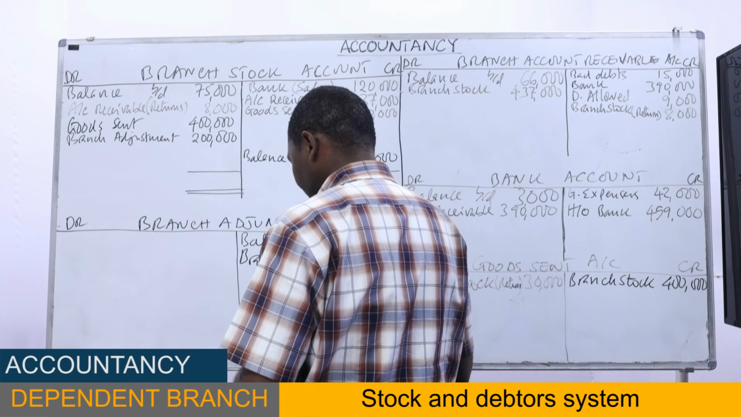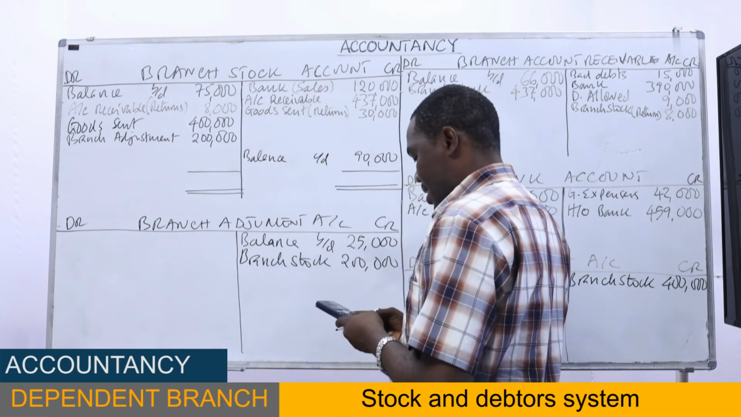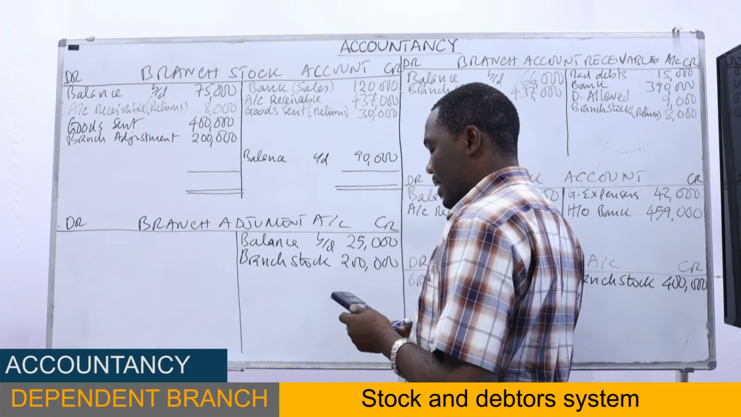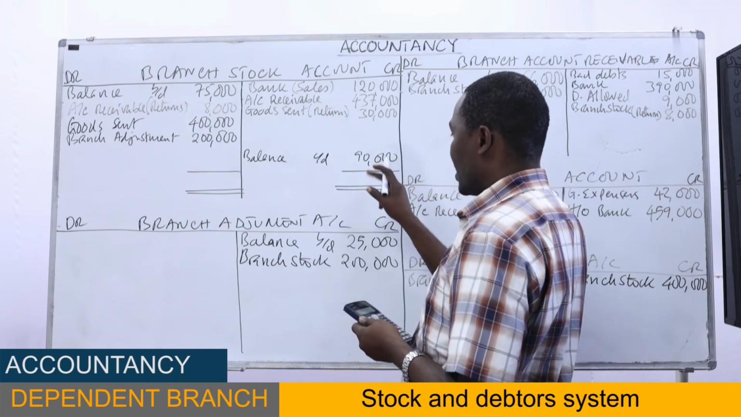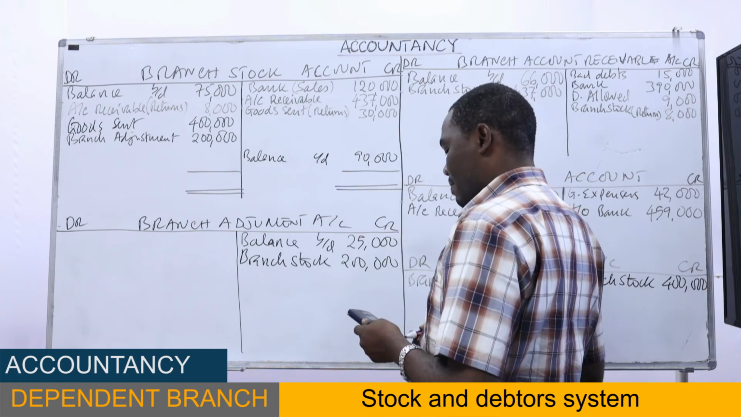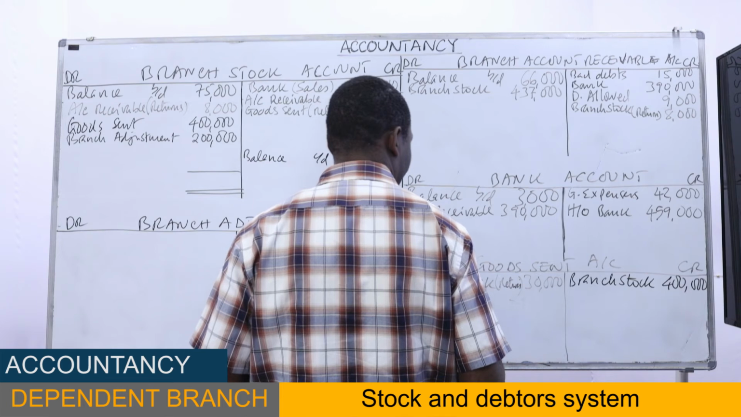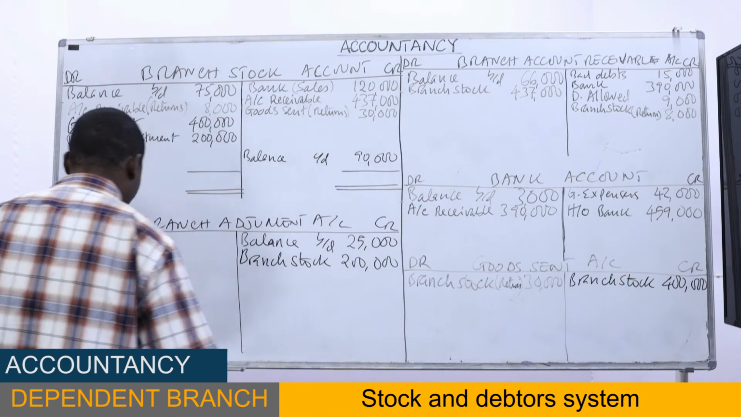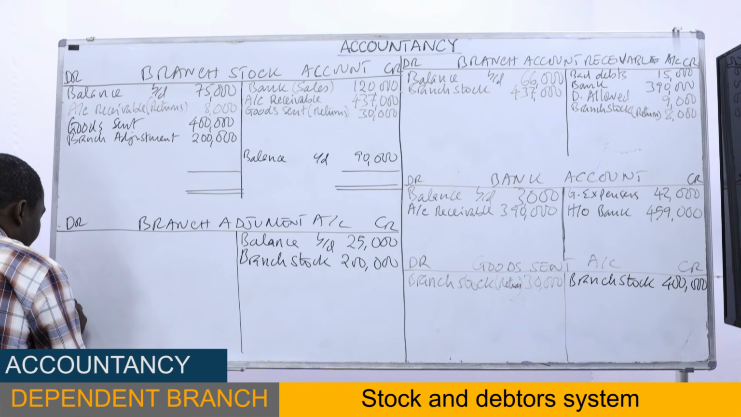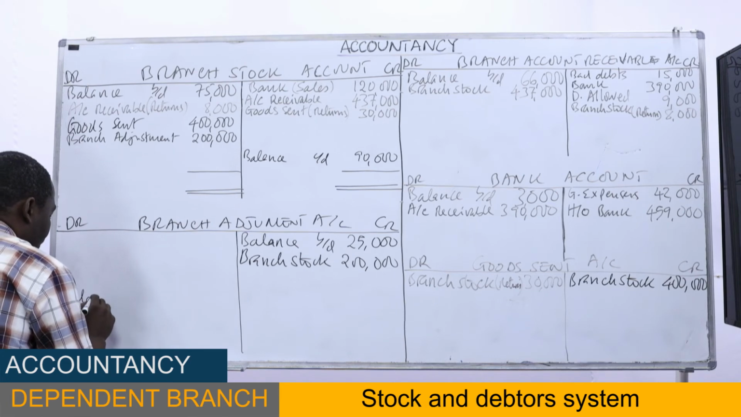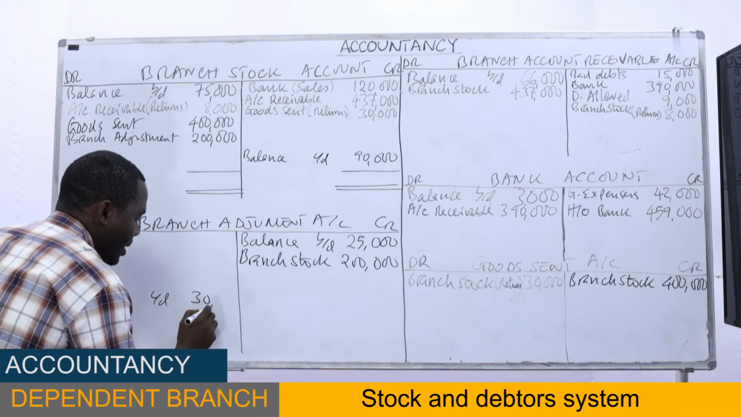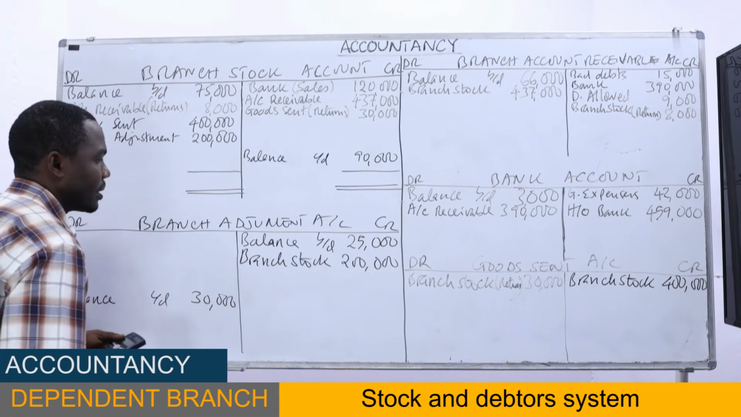90,000 times 1 over 3 to get the profit loaded, because this is at selling price. So the profit loaded is 30,000, which is also going to be adjusted here as unrealized profit. We write here balance c/d 30,000.